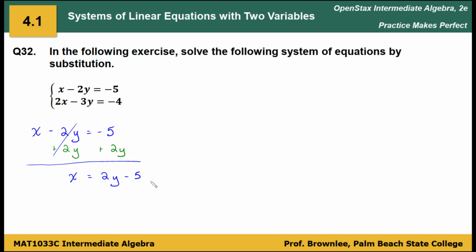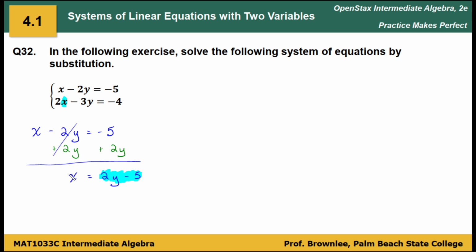Now, the reason we want to isolate one of the variables, either x or y, from either equation 1 or 2 is because now that we've isolated the x from equation 1, the x is equal to 2y minus 5. We are going to take this value, this expression, 2y minus 5, and we are going to substitute that value into equation 2 wherever we see an x. All right, so we're going to take this value of x, 2y minus 5, and substitute that into the second equation wherever we see an x.